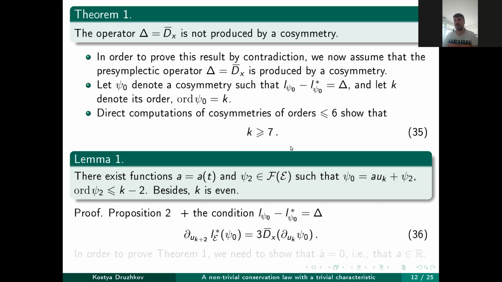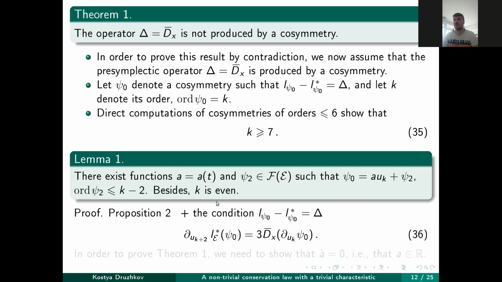Lemma 1 tells us that there is a function a of t, a function of the variable t, and a function psi2, just some function, not necessarily a cosymmetry, such that psi0 has this form. So psi0 is a function of order k, and it turns out that its k-th order derivative is linear with respect to the k-th order derivative, and the coefficient is just some function of t, plus a function such that its order is at most k minus 2, and k is even. So lemma 1 tells us something about the structure of the presumed cosymmetry and the order k.